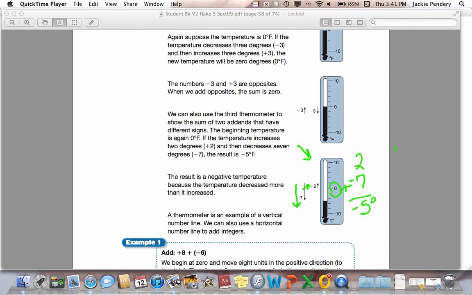If I drew this one out, I had 2 positive and 7 negative. Match those two, and that leaves me with 5 negatives left over. Okay, so let's talk about a horizontal number line, because a thermometer is like a vertical number line. So let's talk about a horizontal one.